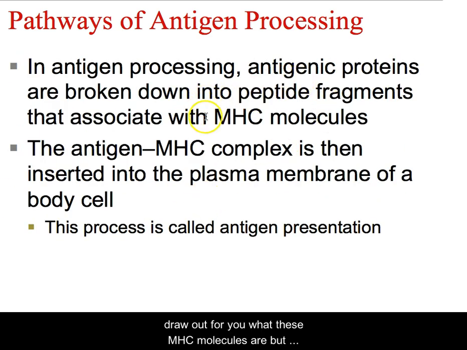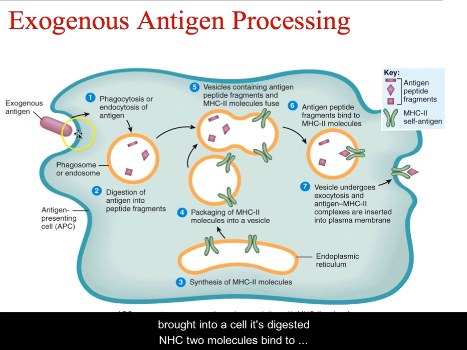In class, I'm going to draw out for you what these MHC molecules are, but essentially, antigen, major histocompatibility complexes, are going to present to T cells and B cells. I'll show you how in a moment when you're looking at this figure. I just want to go through two pathways and then we're going to move on to the next set of slides. So if a material is brought into a cell, it's digested, MHC2 molecules bind to that unique antigen and then express it on the surface of the cell.